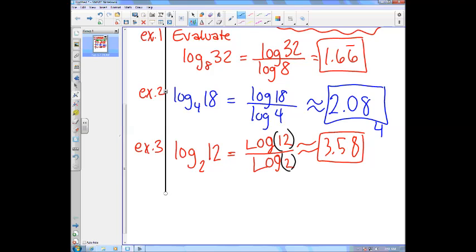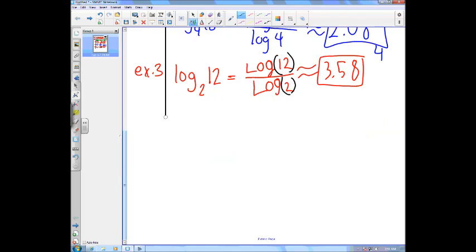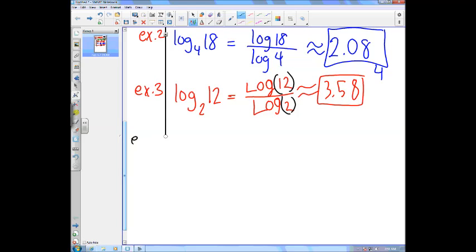Thank you, Heather. Okay, moving on to the rest of the new section, which is solving exponential and logarithmic equations. An equation has an equal sign, which is different than an expression. This would be an expression. 2 to the x is an expression, correct? Because it doesn't have an equal sign. But if we give it an equal sign, it's now an equation.